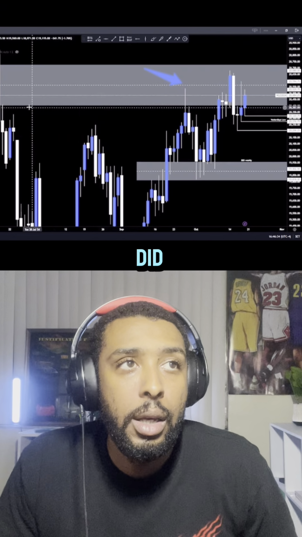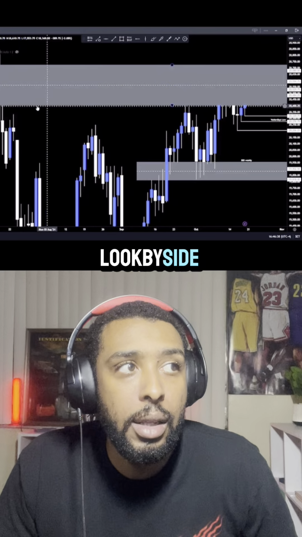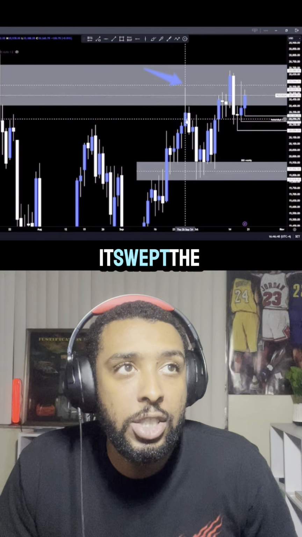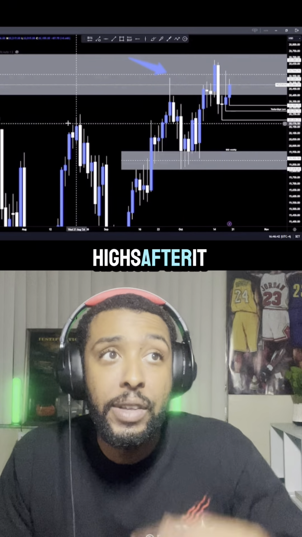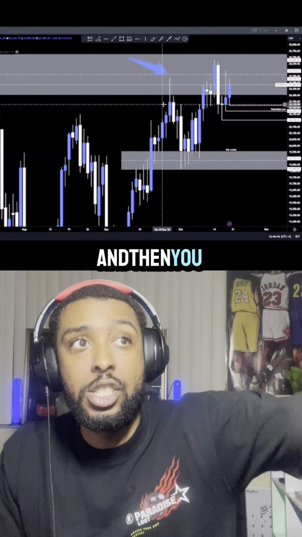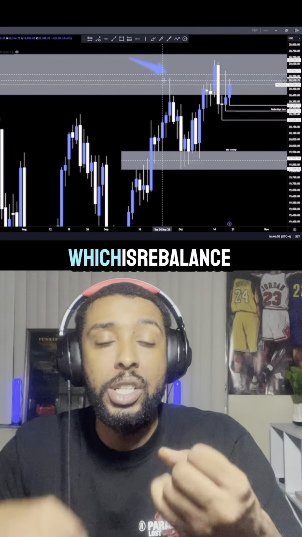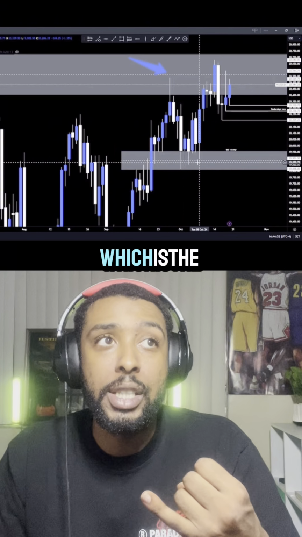So look what it did. After it took all of this buy side right here, look, buy side, right? It swept the buy side. It swept all of these highs. After it did that, so it generated it, and then it swept it. That's the 2 things out of the 4 that the market does. So now I got to do the other 2 things, which is rebalance, which is to come back.